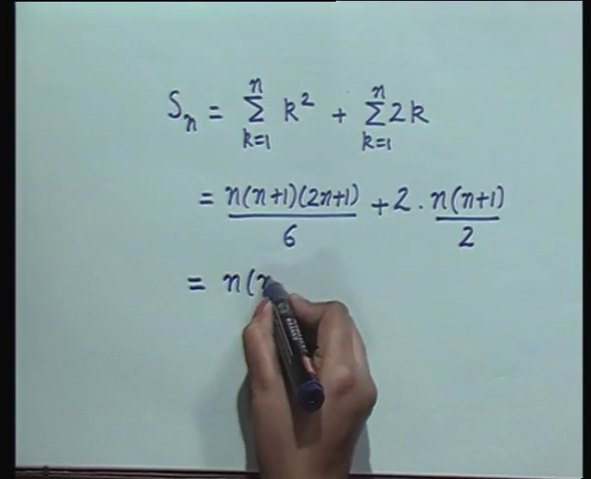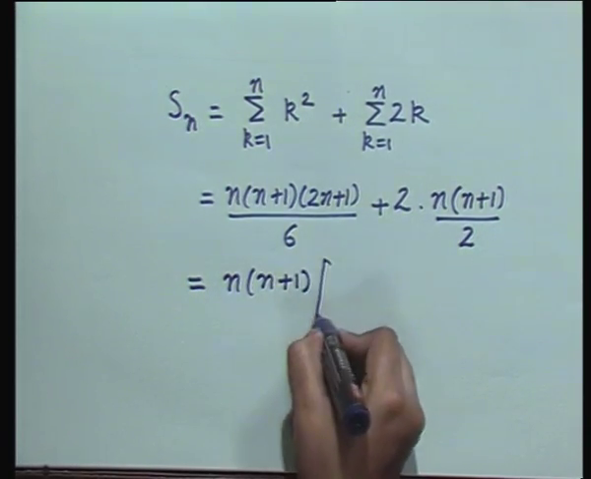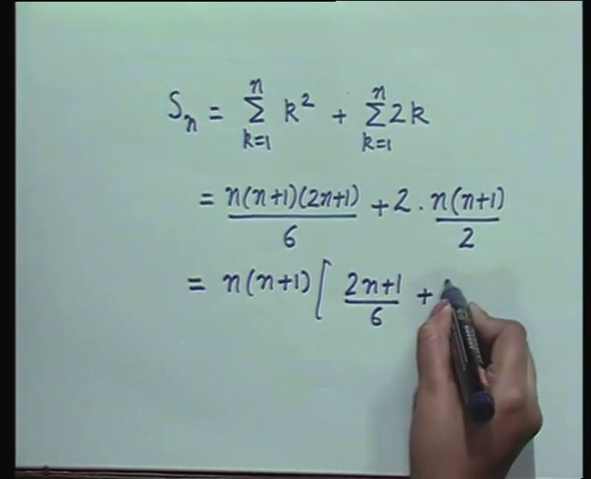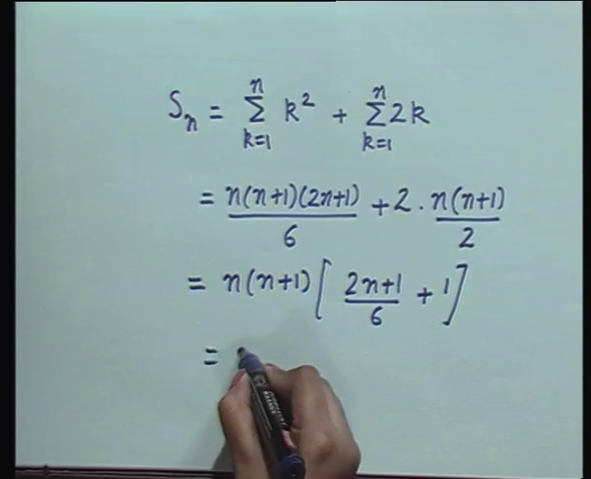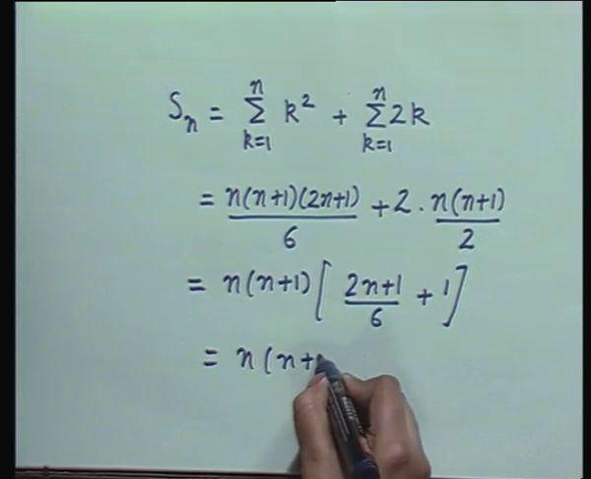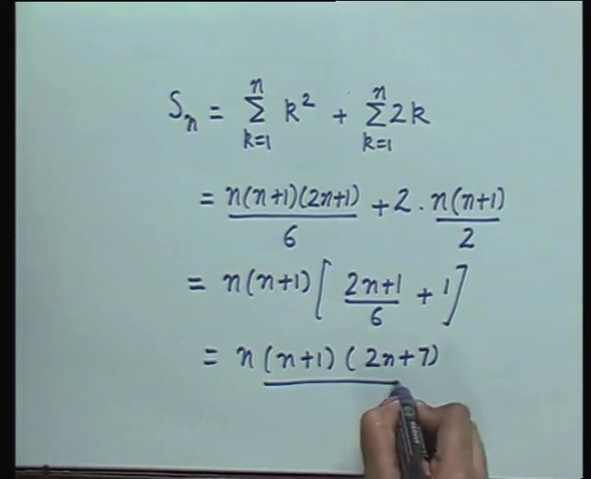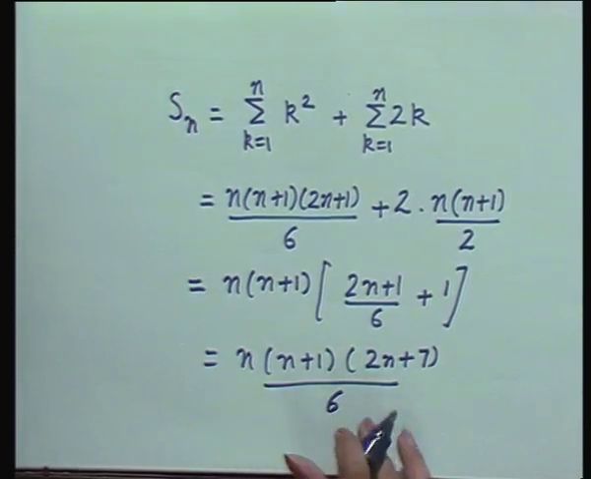You may take n into n plus 1 out, and you are left with 2n plus 1 by 6 plus 1, and that can be written as n into n plus 1 into 2n plus 7 by 6. This is the sum of that particular series whose nth term is n square plus 2n.